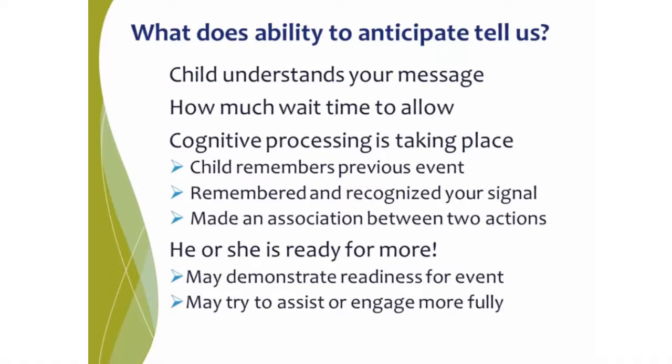I know something's happening. It also helps tell you how much wait time to allow. How quickly did the child move in? How long was it before she waved her arms? The goal would be then for that to come quicker and decrease that time. It'll let you know that cognitive processing is taking place because the child remembers that I've done this before. She knew your signal, and she can associate between two actions. That's a really positive sign, moving toward a higher level functioning skill and a cognitive skill.